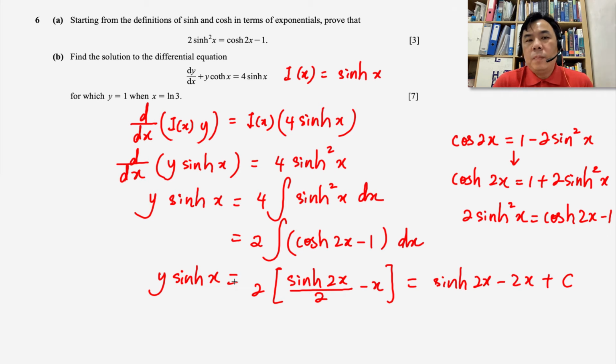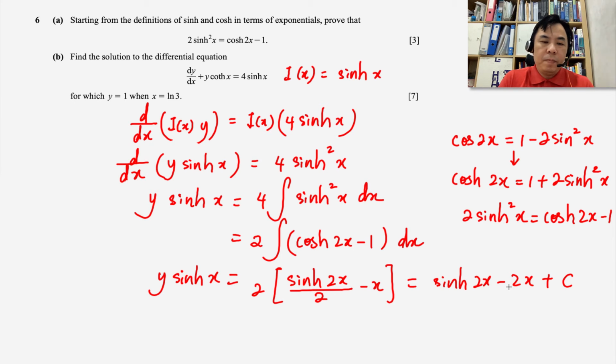All right. And then finally, we are given that when x is equal to ln 3, our y is equal to 1. All right. So I'm going to pause here for a while. You can check out this answer here. I'm going to rewrite these solutions at the side, and then we are going to work out the value for c, and then we can conclude the solution.